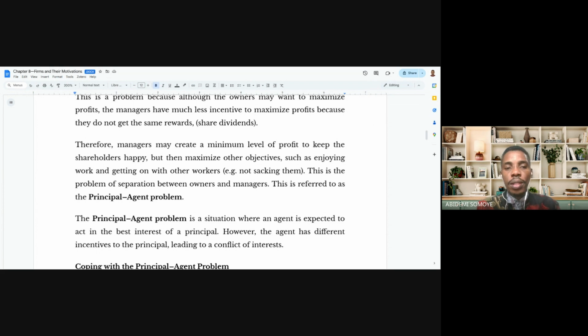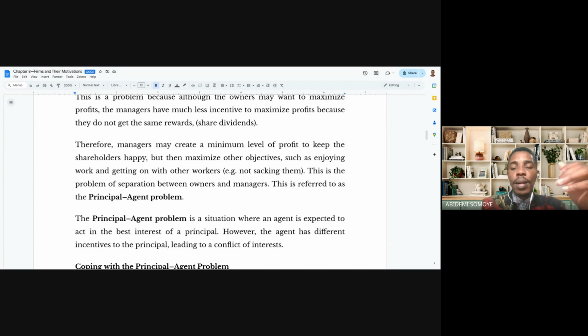This is referred to as the principal agent problem. The principal agent problem is a situation where an agent is expected to act in the best interest of the principal. However, the agent has different incentives to the principal, leading to a conflict of interest.